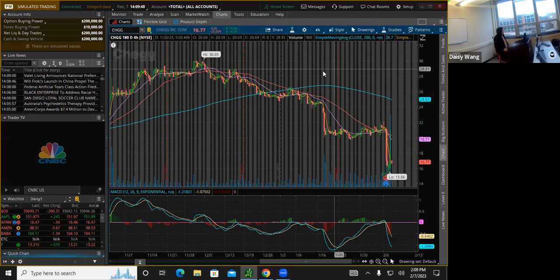So I'm going to show you an example of what implied volatility does.